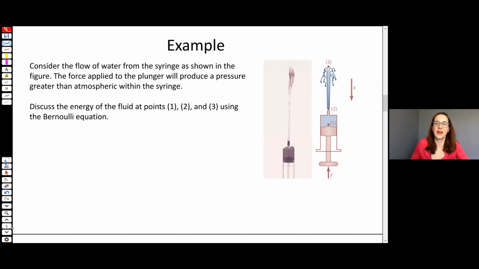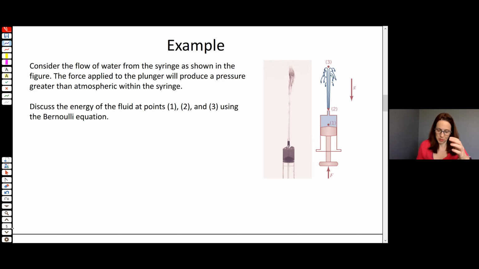So here we've got a nice biomedical example. We've got a syringe. It's being held with the needle vertically pointing up. And let's say that it's filled with water. You take the plunger and you depress the plunger, and then the water inside the syringe gets shot up directly vertically upwards in a vertical jet.